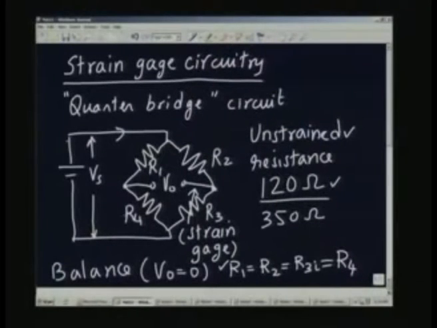There is no strain induced in this one, therefore, it responds to any temperature change, whether it is due to self heating, which is one possibility, or changes in the temperature of the ambient. Both of these are going to affect the resistance. Therefore, the important thing to remember is, if R4 is the dummy gauge and R3 is the actual gauge, this is the strain gauge, and this is the dummy gauge.